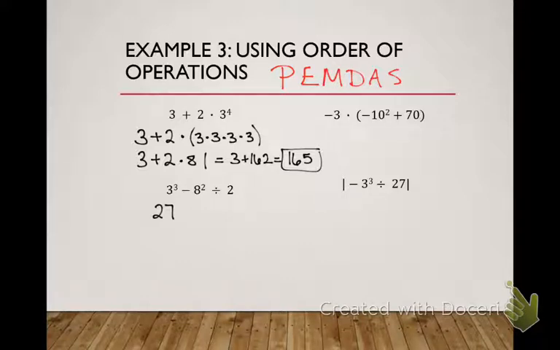Now, negative 8 squared. Are there any parentheses here? No, there are no parentheses. So this is minus, what is 8 squared? 64. Okay, so again, that negative is not connected to my base. Divided by 2. So now negative 64 divided by 2.